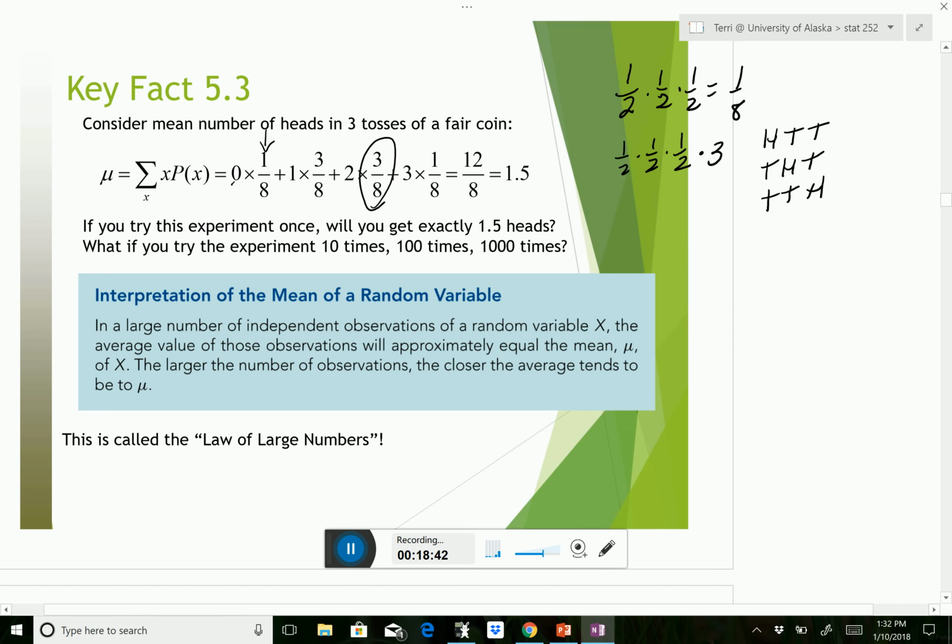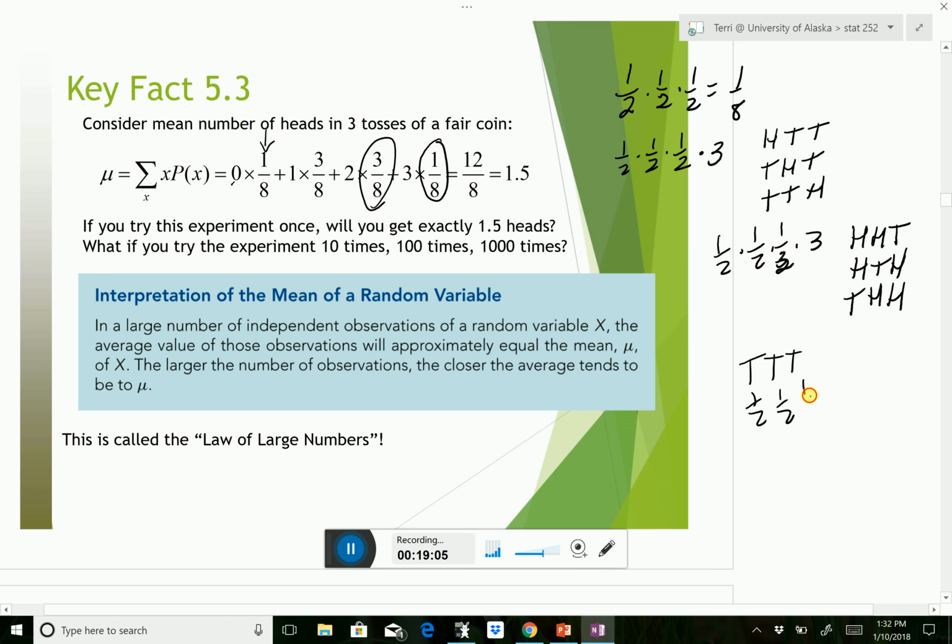And then this one, 1/2, the same thing, right? Times 3 ways, because you can have head, head, tail, head, tail, head, or tail, head, head. And then, of course, you have your one way of getting 3, because that's just head, head, head. So that's 1/2 times 1/2 times 1/2. And then, if you multiply all these together, you get 1.5.